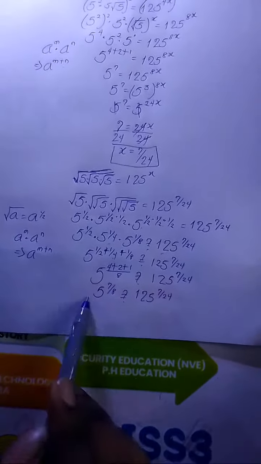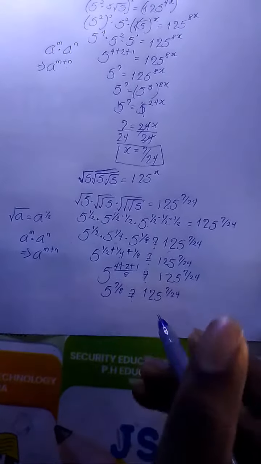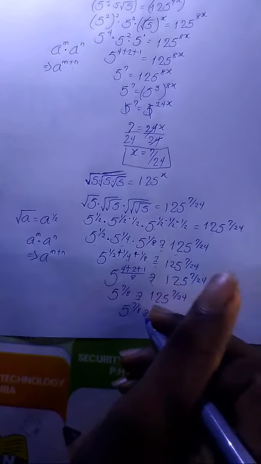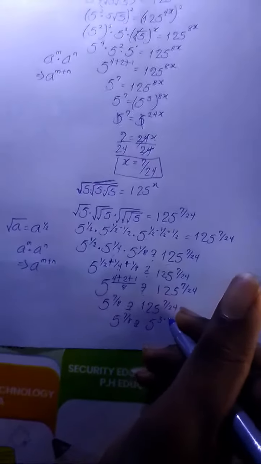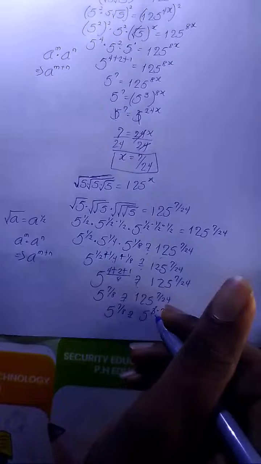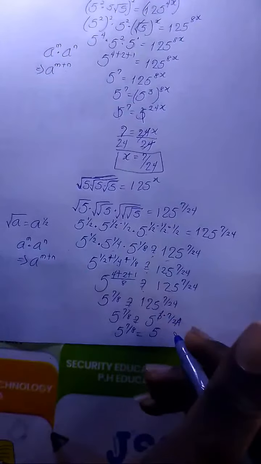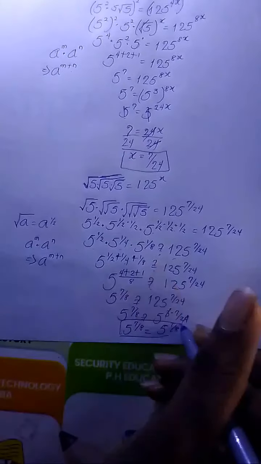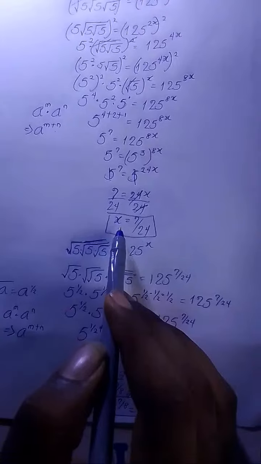Right? So from here we have 5 raised to the power of 7 over 8 equals this. Remember that 125 is also 5 raised to the power of 3. So we have 5 raised to the power of 7 over 8 equals 5 raised to the power of 3 multiplied by 7 over 24, so 3 into 24 is 8. So 5 raised to the power of 7 over 8 gives us 5 raised to the power of 7 over 8. So you see that they are the same, right? That means the answer gotten here is very, very correct, right?